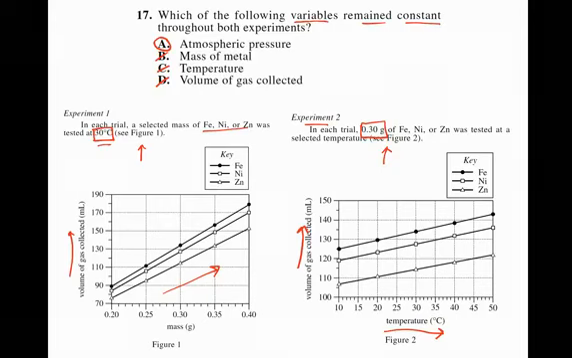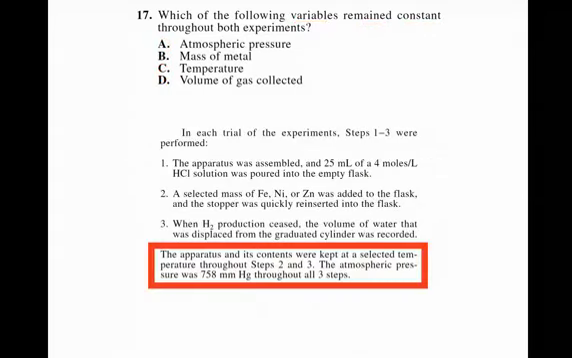If I wanted to really be certain of my answer, I could go back into the passage. And if you look carefully and you key in on the keyword atmospheric pressure, in the trial setup, when you see the steps of the experiment, at the very bottom, they actually say, oh, the atmospheric pressure was 758 throughout all 3 steps. So that was held constant.